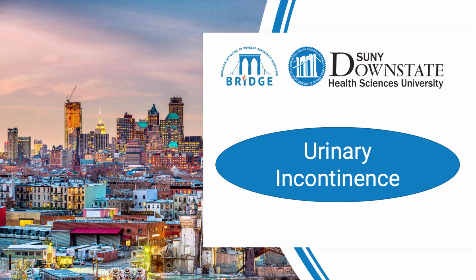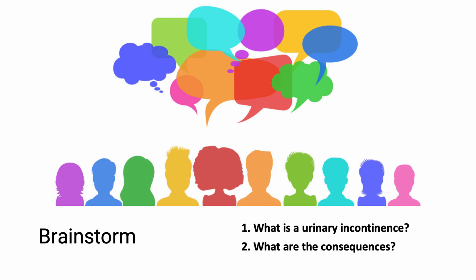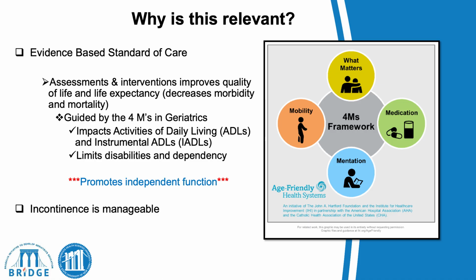So let's transition to urinary incontinence. To brainstorm for a minute, what is urinary incontinence? And what are some of the consequences of urinary incontinence? Why is this relevant? It's relevant because we practice evidence-based medicine. It's relevant because our assessments and interventions should translate into an improvement in quality of life and an improvement in life expectancy. Another way of saying that, it should translate into a decrease in morbidity and mortality. And this should be guided by the principles of the 4 M's framework.